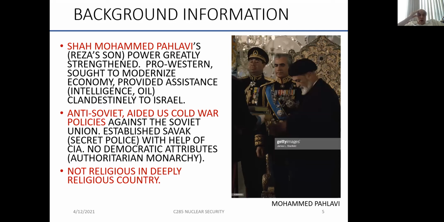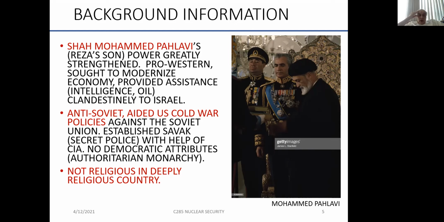Reza's son, the Shah, Mohammad Pahlavi, became the new head of state. His power was greatly strengthened after Mossadegh was overthrown. Shah Pahlavi was pro-Western. He sought to modernize the economy and even provided assistance, both intelligence and oil, clandestinely to Israel. He was anti-Soviet, and he aided the United States in its Cold War policies. He was against the Soviet Union.